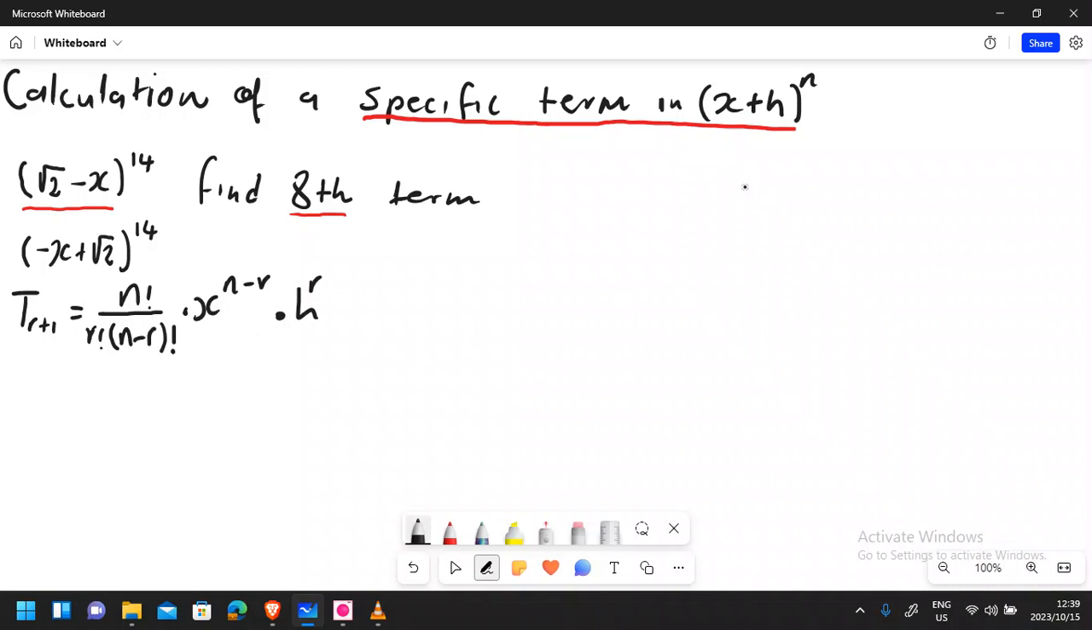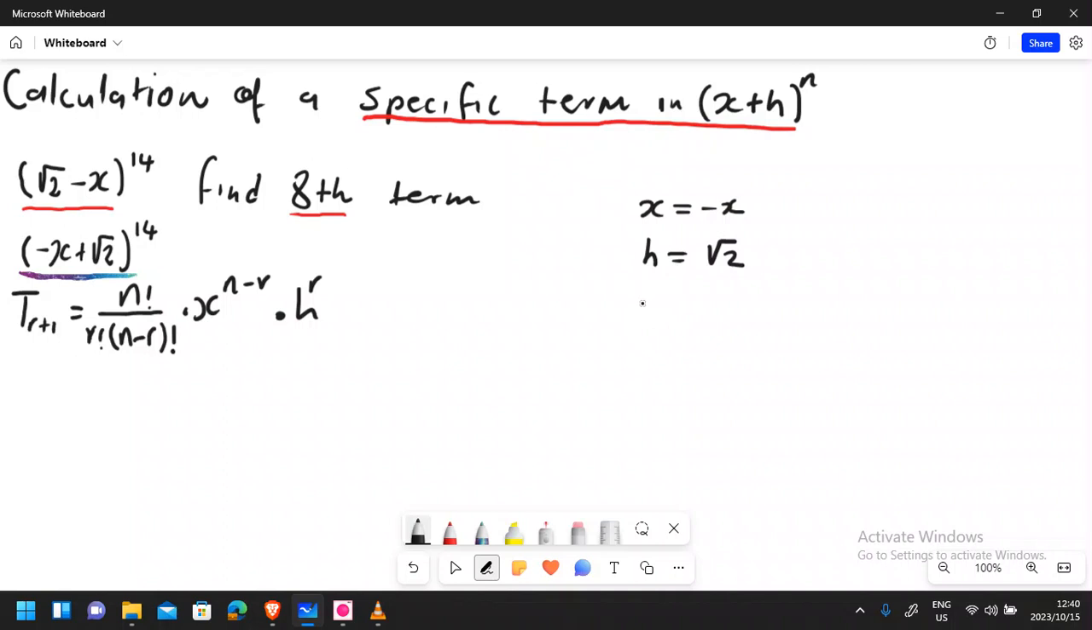All right, now let's start substituting. I'm going to use a different color this time around. We're going to substitute from the rearranged expression. If you decide to substitute from the other one, I think it's still fine. So x is equal to negative x, and then h is going to be equal to root 2.